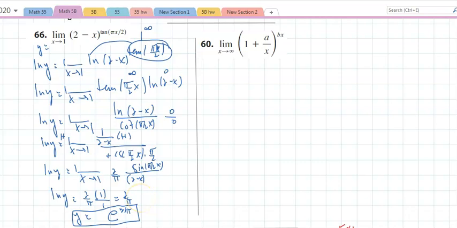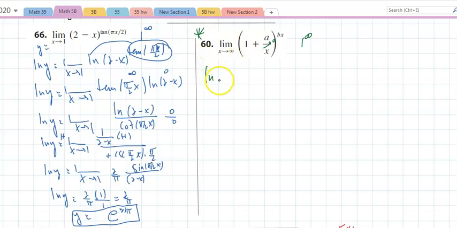And this is a star problem, number 60. If I look at this problem, this looks pretty much like compounded interest. If I let x approach infinity, this will approach 0. That will be 1 to the infinity. This is something you really want to pay attention to.